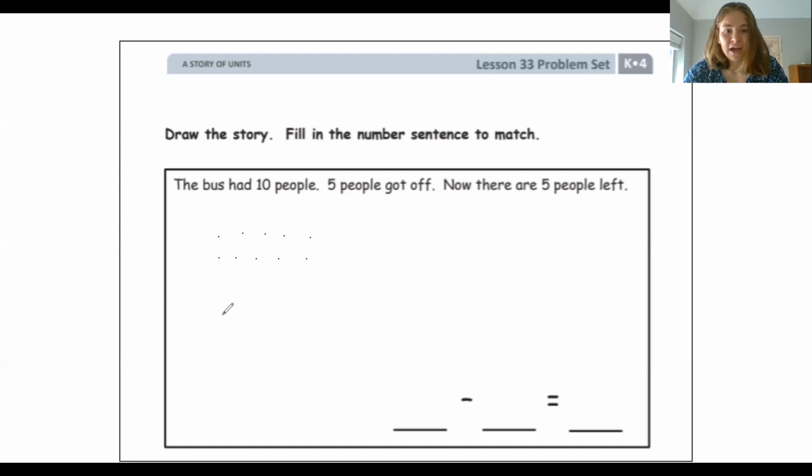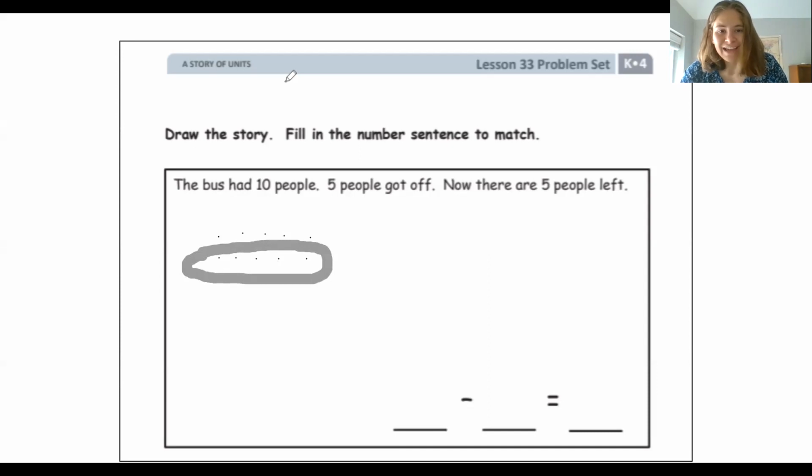That's okay. It says 5 people got off. Okay, so I'm going to take away 5, right? 1, 2, 3, 4, 5. I'm just going to draw a line to show these people got off, right? You could put X's through them. You could do whatever works for you. Go ahead and show that on your picture. Hit pause if you need more time to draw this out. Okay, and it says now there are 5 people left.